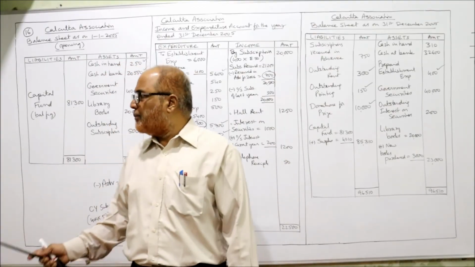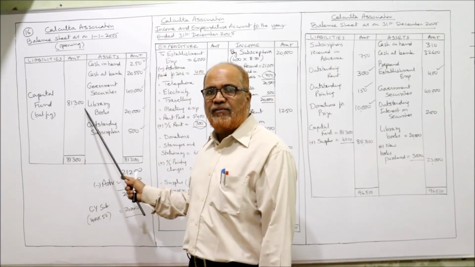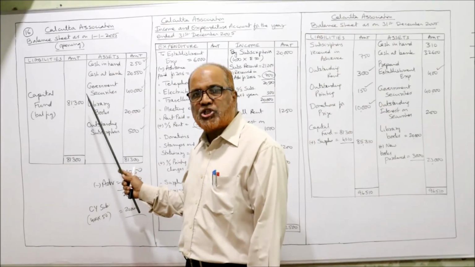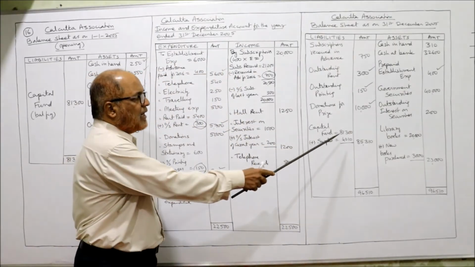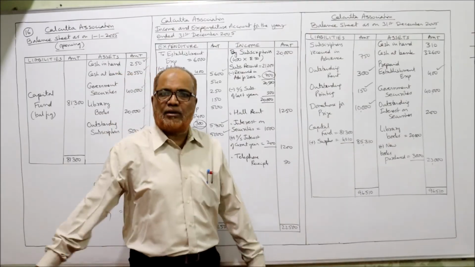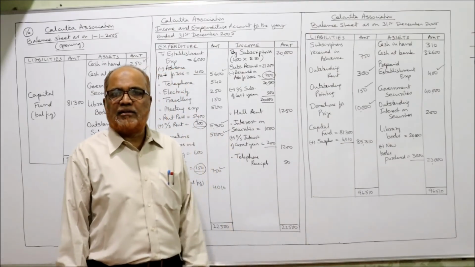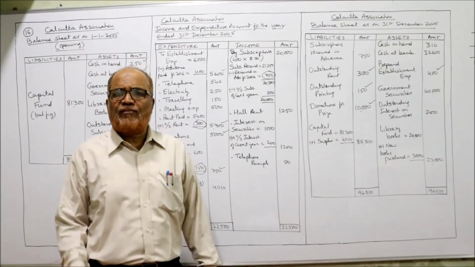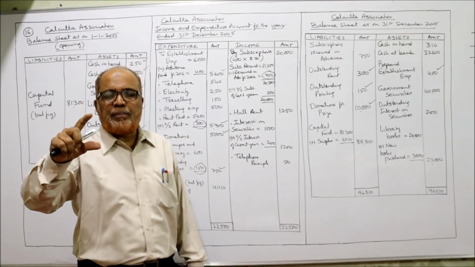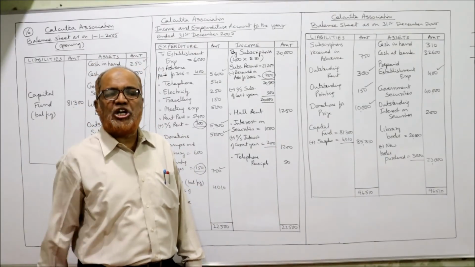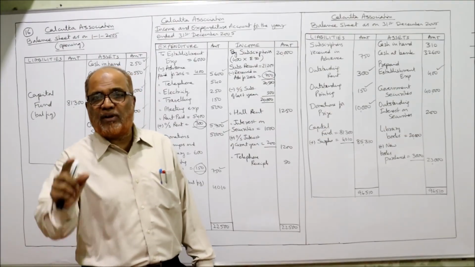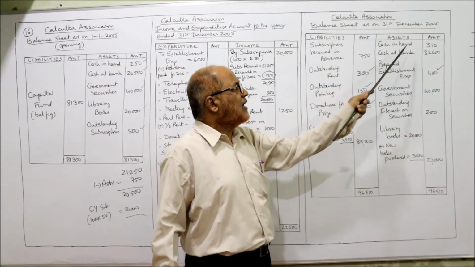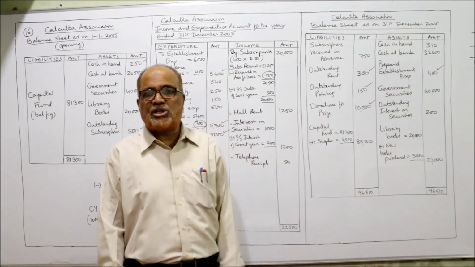Now capital fund at the beginning of the year, 81,300, we got it from the opening balance sheet. To this you add the surplus 4,010. So add up, 85,310. Liability side completed. Now the asset side. First of all, in the receipts and payments account, closing cash in hand and closing cash at bank. The last item says closing cash in hand is 310 and cash at bank is 32,600.